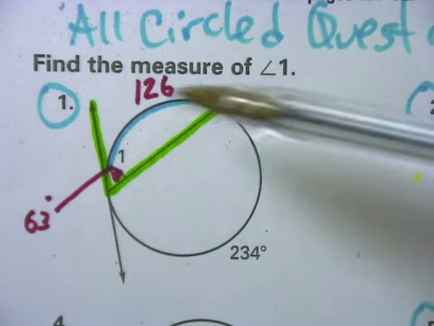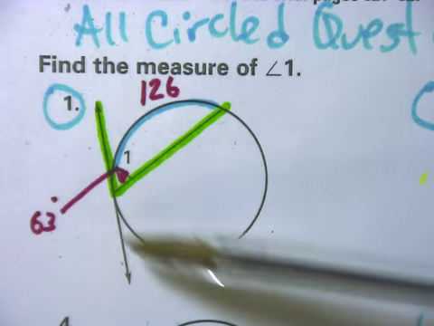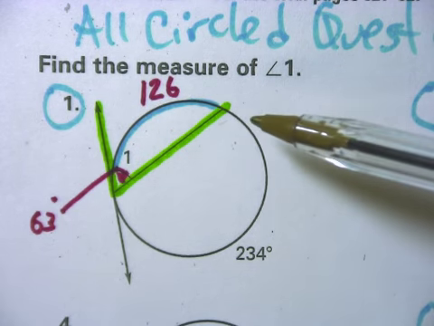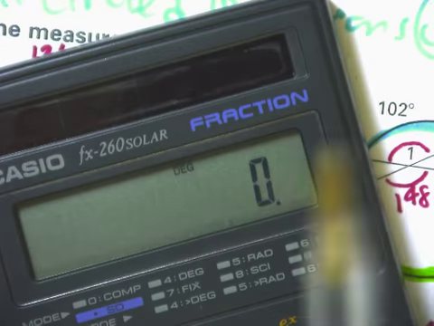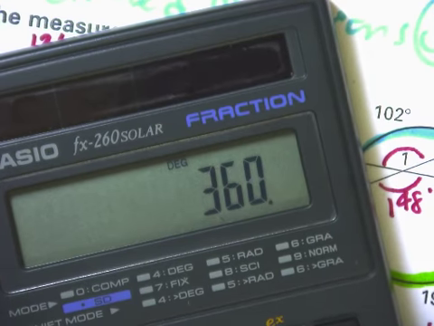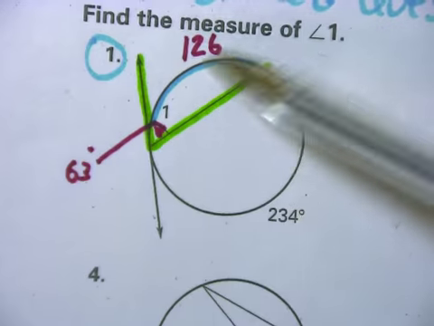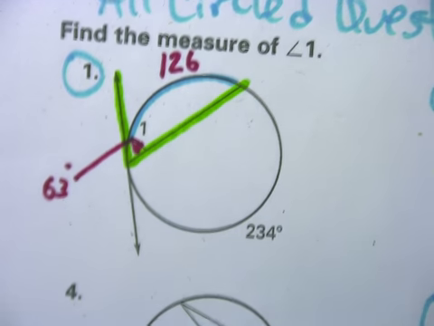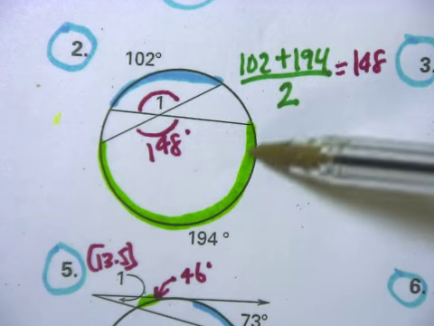Let's move on to page 57. On page 57, I have the same scenario again. I have an inscribed angle. They told me that this part of the arc is 234. So then I know that a circle has 360, so 360 minus 234 is 126. So then I know that this arc here is 126 degrees. So this inscribed angle is half of that, which is 63.